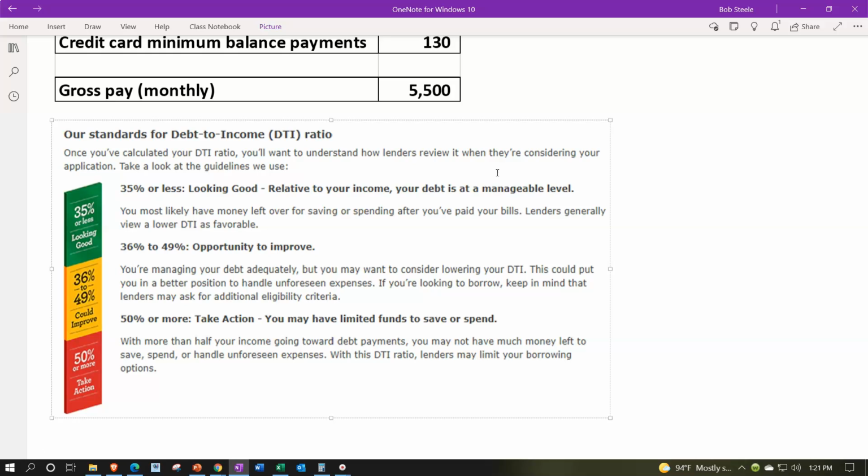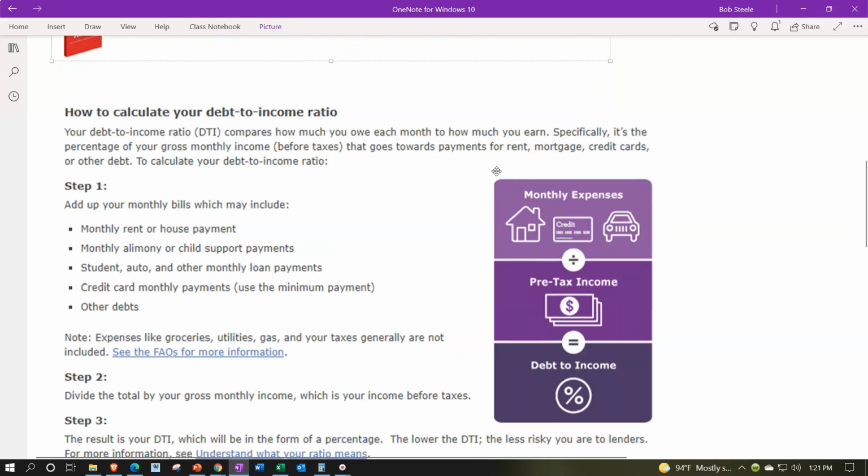So they have here their standard for debt to income ratio. Let's first look at the calculation down below here. It says how to calculate your debt to income ratio. Your debt to income ratio, which they're calling the DTI.